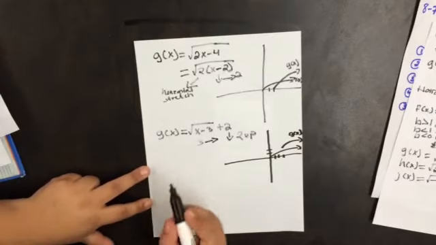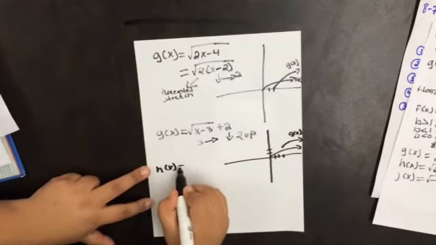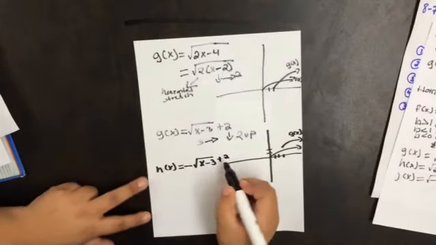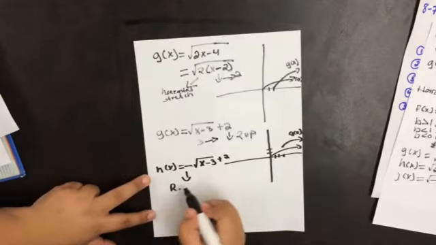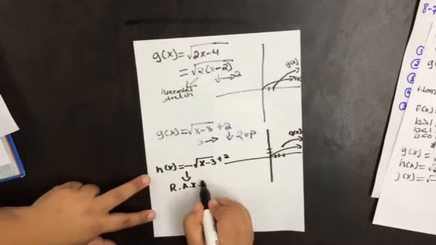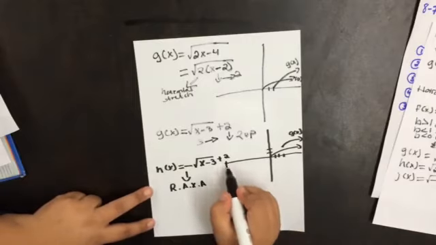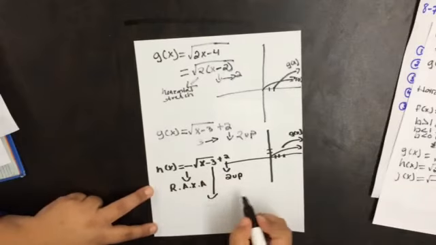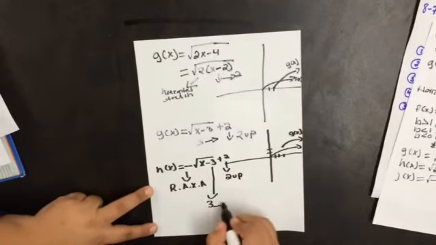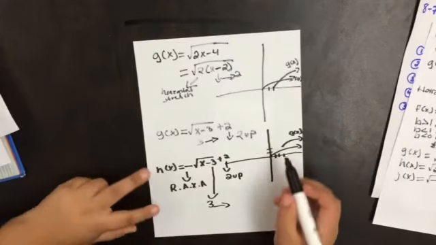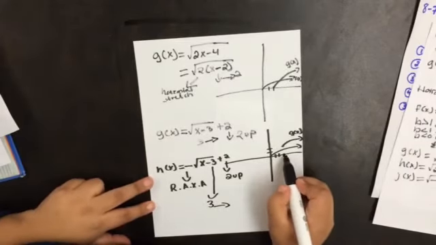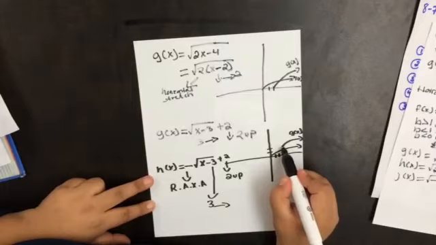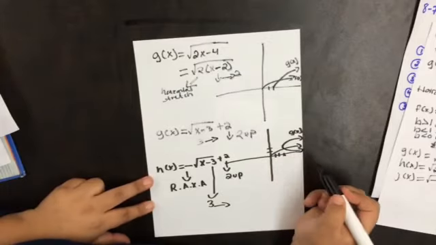Okay. So what do we have? H of x equals negative square root of x minus 3 plus 2. This is going to be a reflection on the x-axis. And this is going to be a movement of 2 up. And this one is going to be a movement of 3 to the right. So first we want to move our graph 3 to the right. Then we're going to reflect it. And then we're going to move it up 1, 2. So that would be your graph.